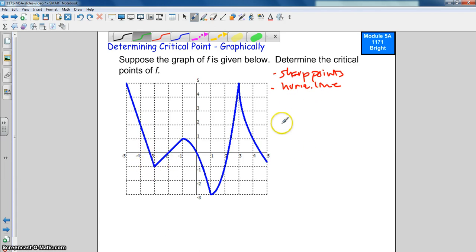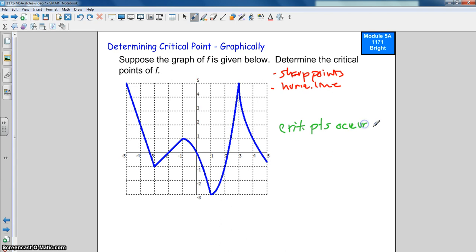So I'm going to say my critical points occur at, and I'm just going to make a list here, x is equal to minus 3. So there's a critical point there, and I could actually give the coordinate, so this would be minus 3, comma minus 1.